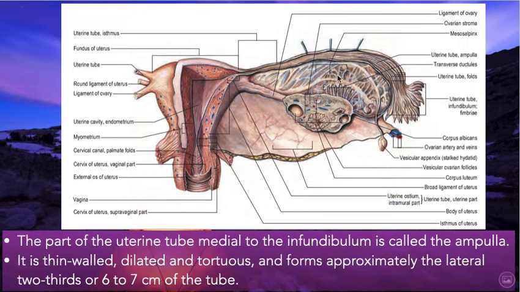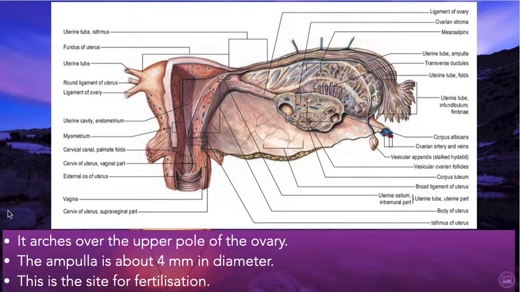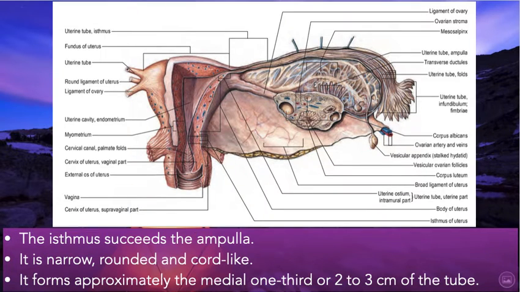The part of the uterine tube medial to the infundibulum is called the ampulla. It is thin-walled, dilated and tortuous, and forms approximately the lateral two-thirds or 6 to 7 centimeter of the tube. It arches over the upper pole of the ovary. This ampulla is about 4 mm in diameter and this is the site of fertilization.